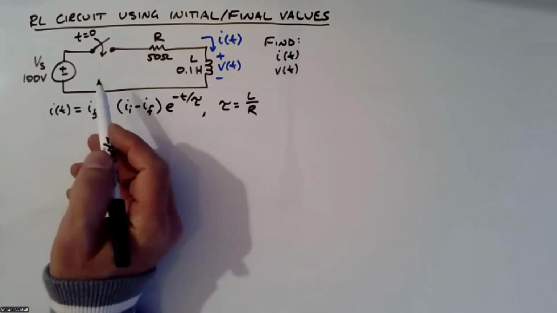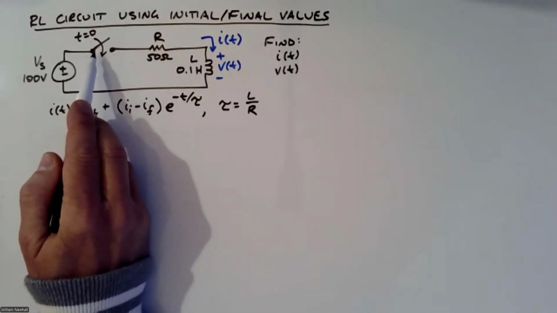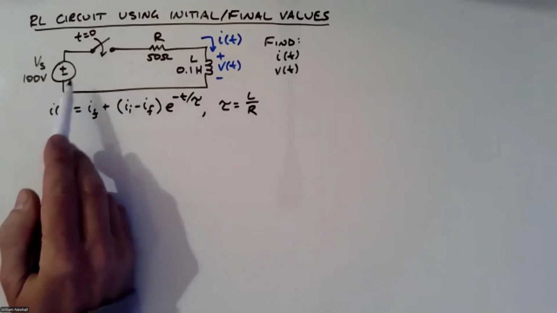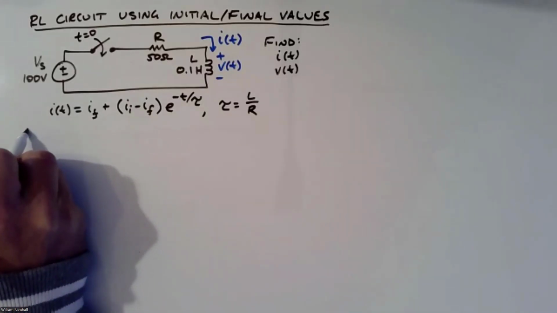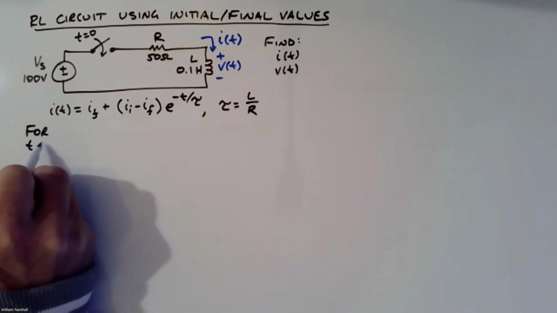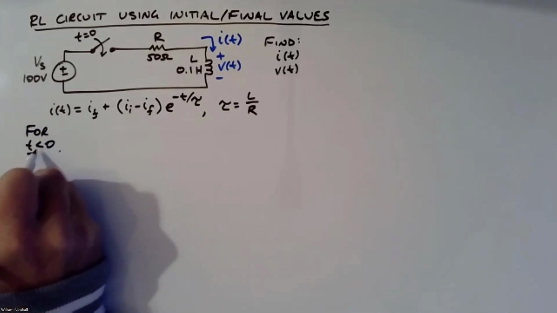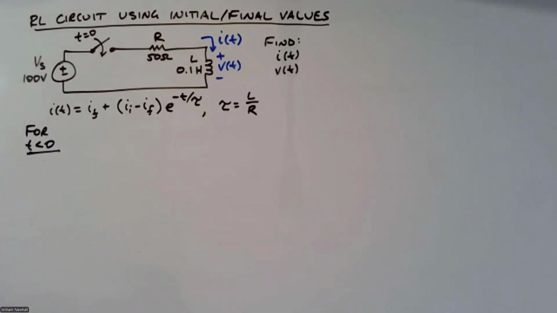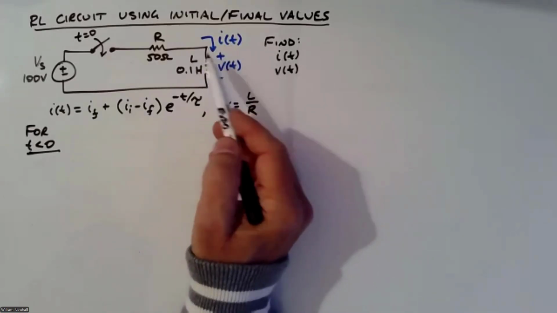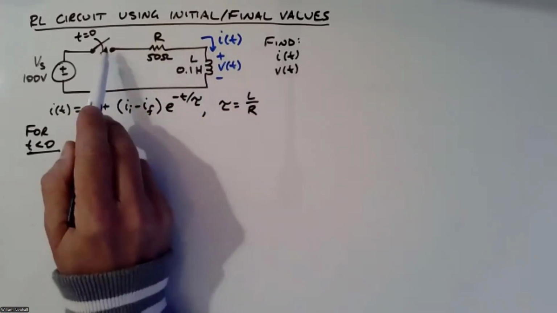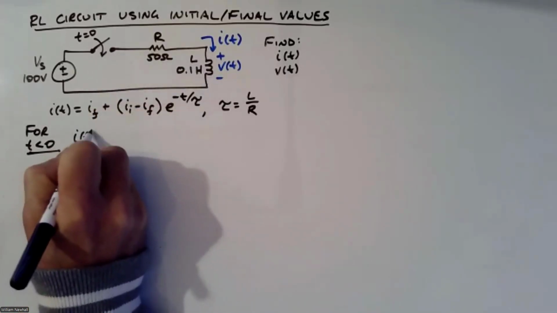All right, so we solve for two different time spans. Before t equals 0, because we need an initial value, and then long after t equals 0. So let's start out with t less than 0. For t less than 0, we have no current flowing through the inductor, right? The switch is open, so no current can flow through that inductor. So I of t equals 0.